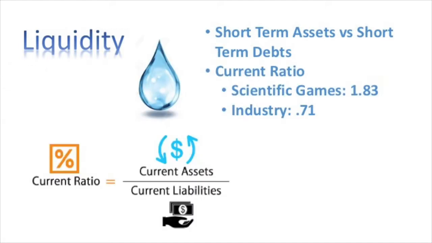The industry's current ratio is 0.71, which means that most companies in the gambling industry have more current liabilities than current assets. This is not the case for Scientific Games, however, because they have a current ratio of 1.83. This can be a positive and a negative, as they will be able to pay short-term creditors, but they could be using their capital in a more efficient way.